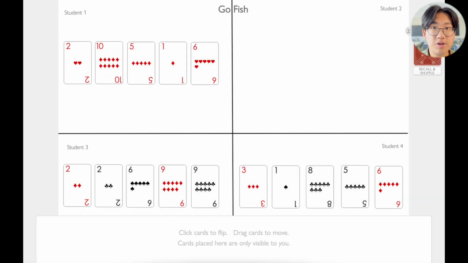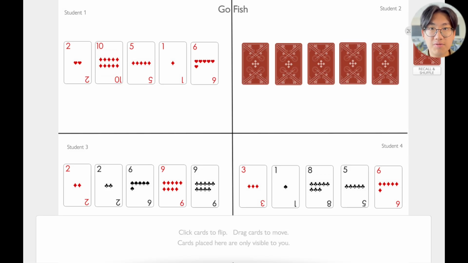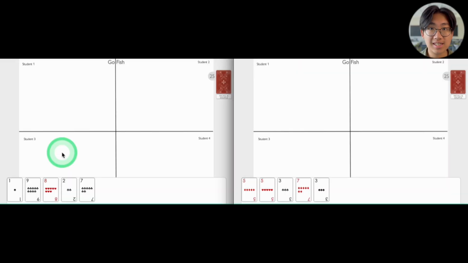If a student depletes their initial hand, they may draw 5 more cards from the deck. Gameplay continues until there are no more cards in the deck, and the student with the most pairs wins. Let's go over an example of gameplay. Suppose the target number is 10.